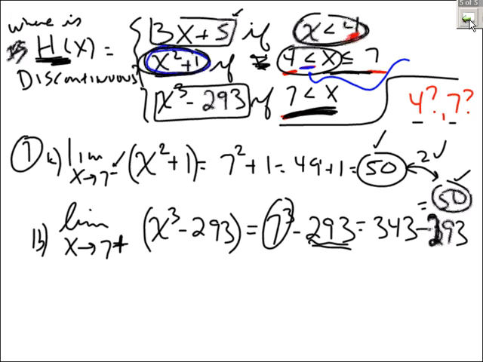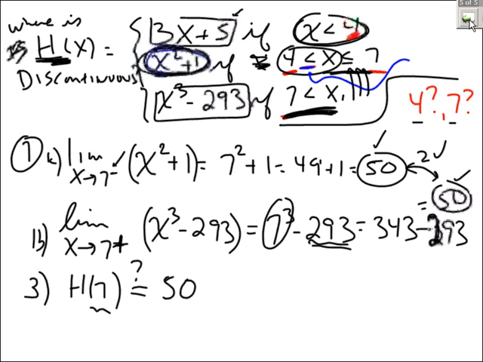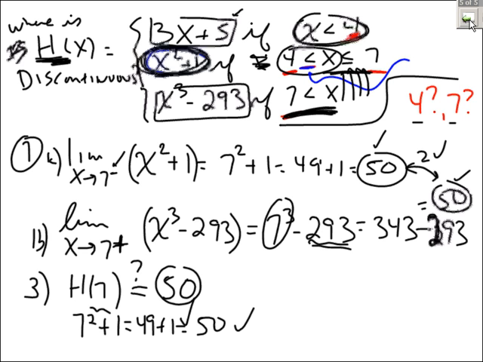Now statement 3 says that h of 7 must equal the common limit. It must equal 50. If it equals 50, it's continuous. If it doesn't equal 50, it's discontinuous. Well, when x is 7, it says right here, x can equal 7. So I use x squared plus 1. X is 7. 7 squared plus 1, which is 49 plus 1. You know what? It equals the right-hand side. It equals 50.